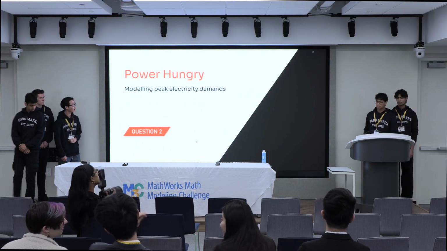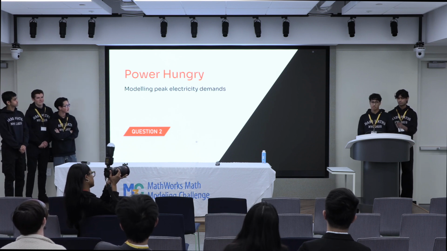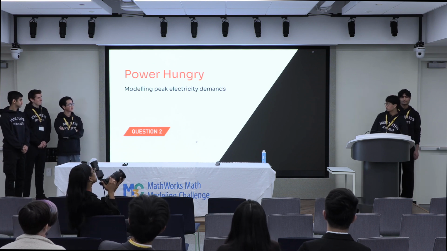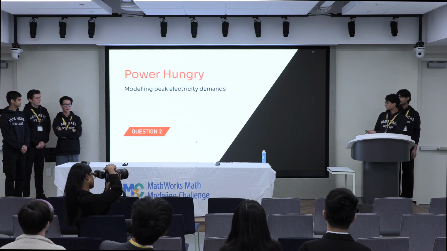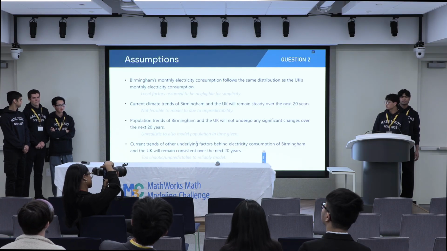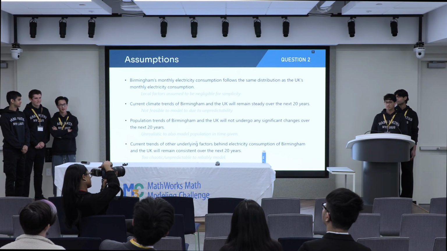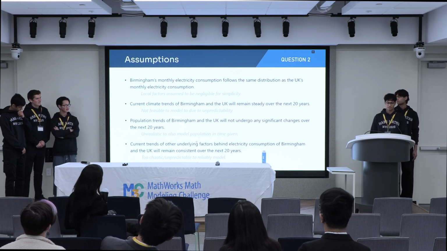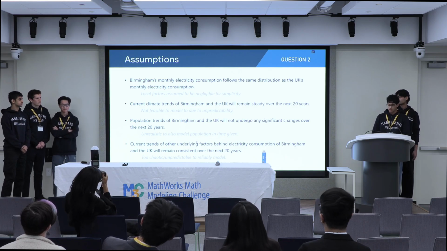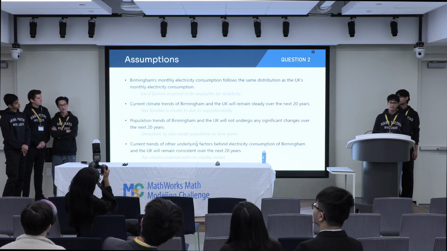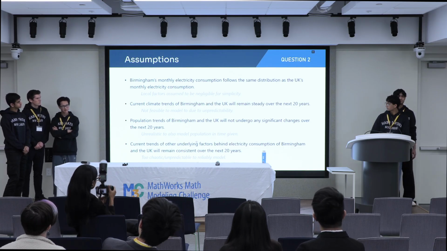So now we'll present our solution to question 2, Power Hungry, where we modeled the peak electricity demands of Birmingham during the summer months. So just first, some assumptions that we made. We assumed that Birmingham's monthly electricity consumption and the UK's monthly electricity consumption would follow the same distribution. And we also assumed that trends in any complicating factors would remain steady.